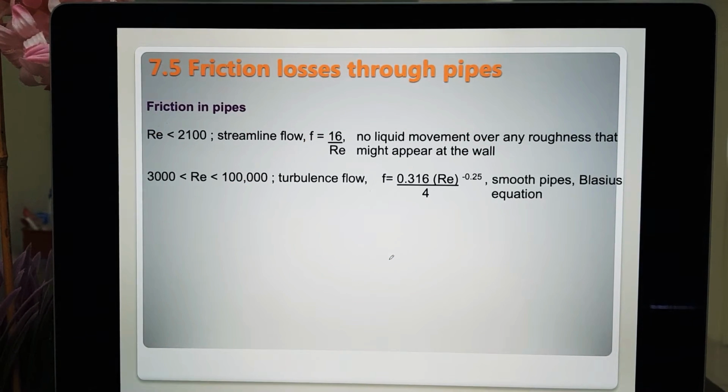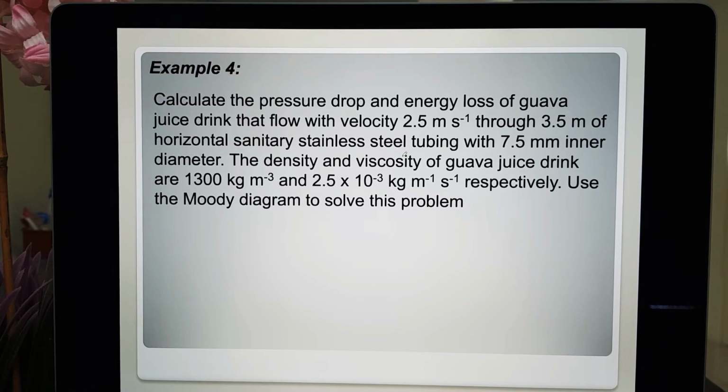Before that, again, these are the categories of the fluid flow in the piping. Of course, this one I have mentioned before. If the Reynolds number is less than 2100, then this is categorized as a streamline flow or laminar flow. But if the Reynolds value is in between 3000 and 100,000, or it is greater than 4000, then that one is turbulent flow. So now let's move on to the problem statement.